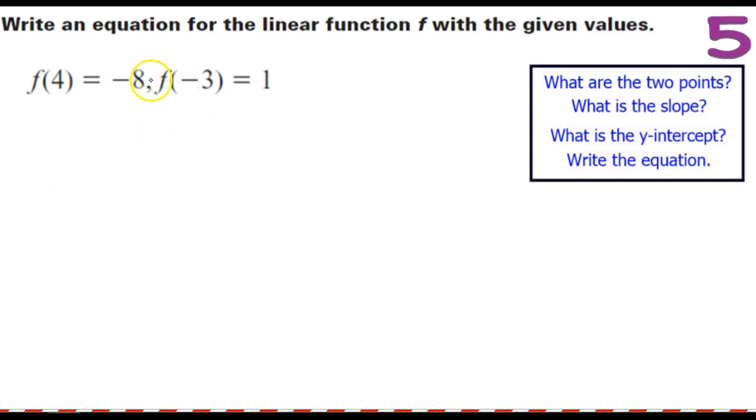Alright, now what I want you guys to do is pause the video and try this one on your own. Remember, we're looking for our equation y equals mx plus b, and then use these to help you in solving this. First find the 2 points, then the slope, then the y-intercept, then write the equation.